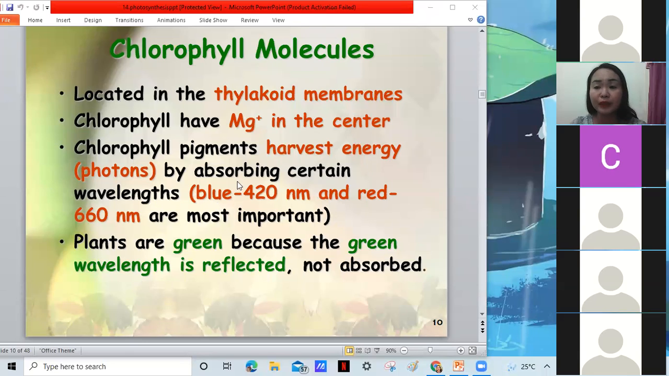These are the visible light, nung yung nakikita natin na sunlight, although hindi yun na exactly blue ang makita natin, no? But then, in this range, these are the blue to red colors. And you can see mamaya, I also have here a wavelength, kung ano yung mga functions ng mga wavelengths. And plants are green because yung green wavelength is reflected, not absorbed.